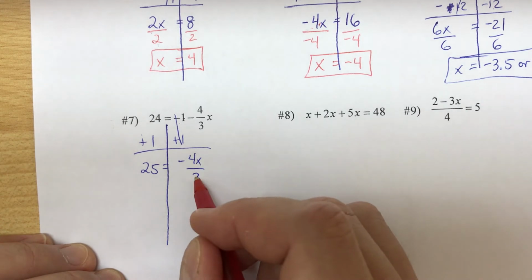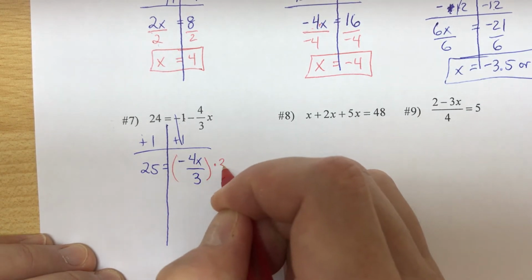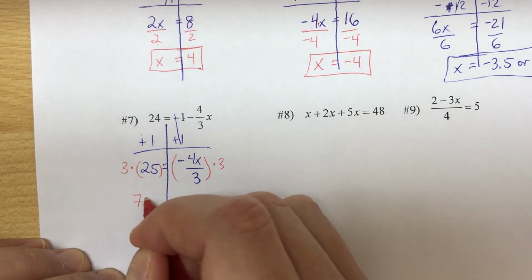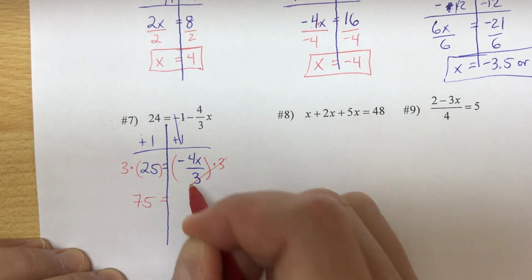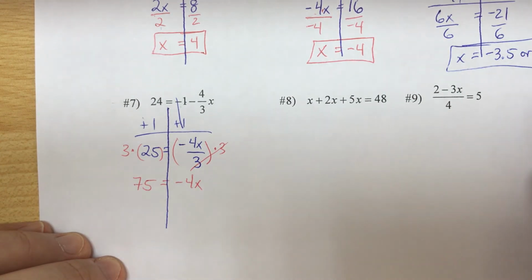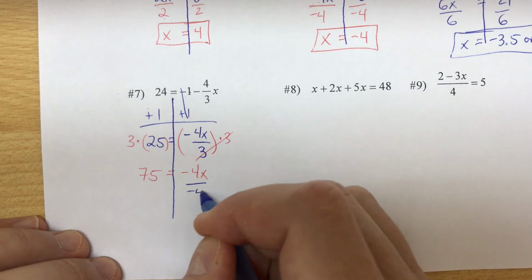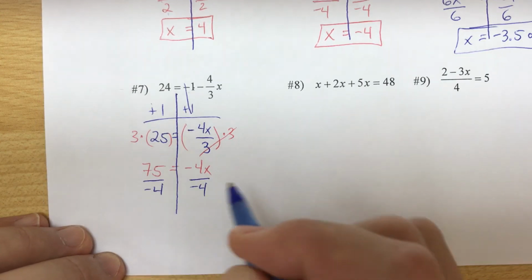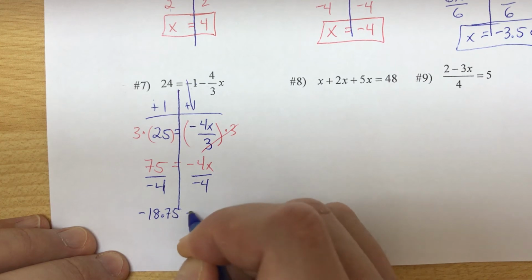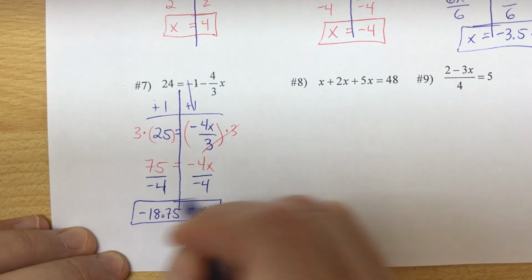To undo dividing by 3, we will multiply by 3. 3 times 25 is 75 equals 3 divided by 3 is 1. So that's negative 4x. And then the last move here is divide by negative 4. Again, we're going to get a decimal. We'll get negative 18.75 equals 1x.